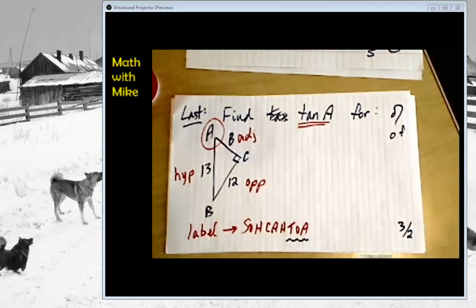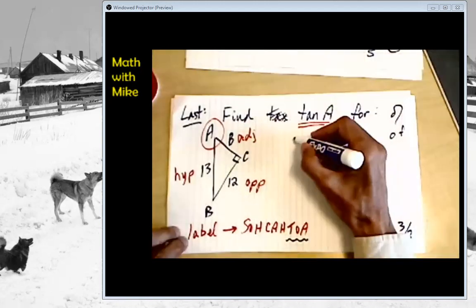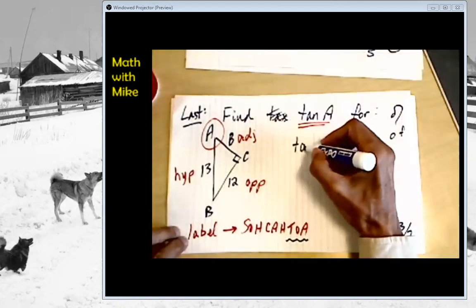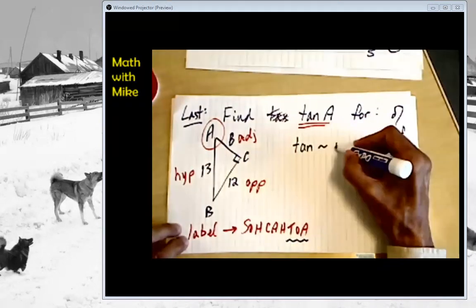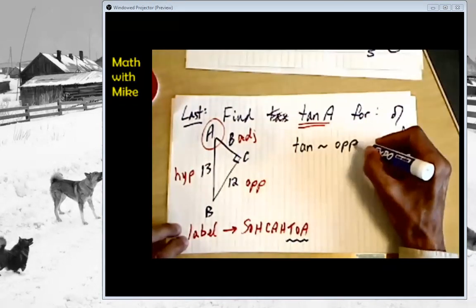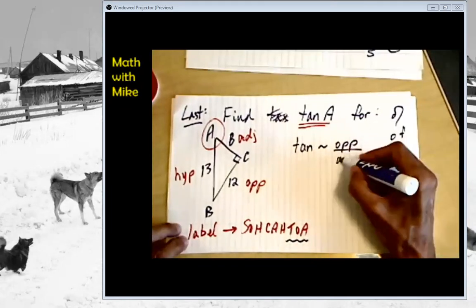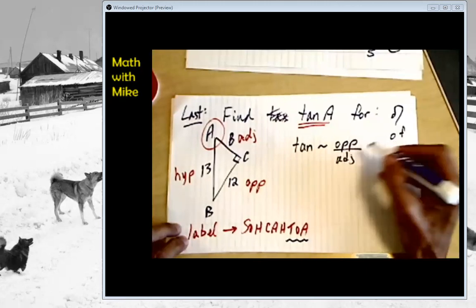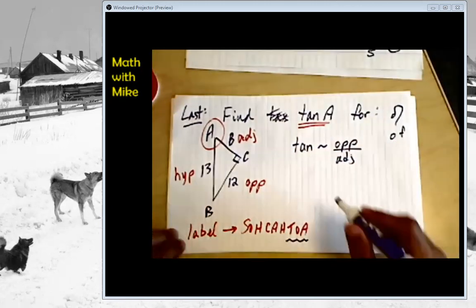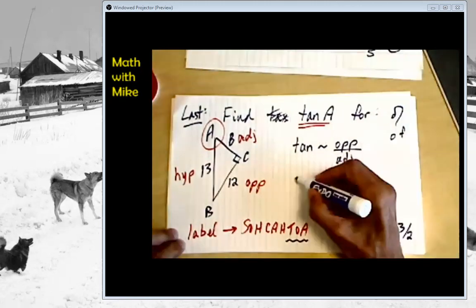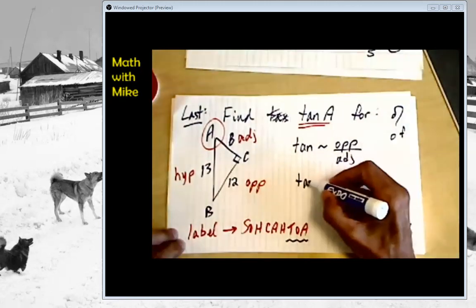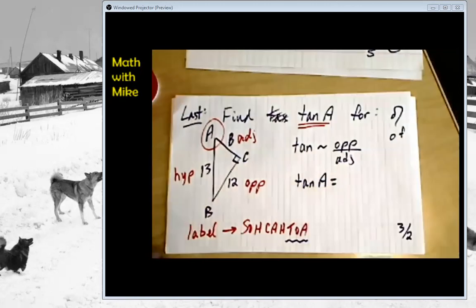Tangent uses what sides? Opposite over adjacent. Okay, TOA, opposite over adjacent. So tangent of A is going to equal what over what? 12 over 8.